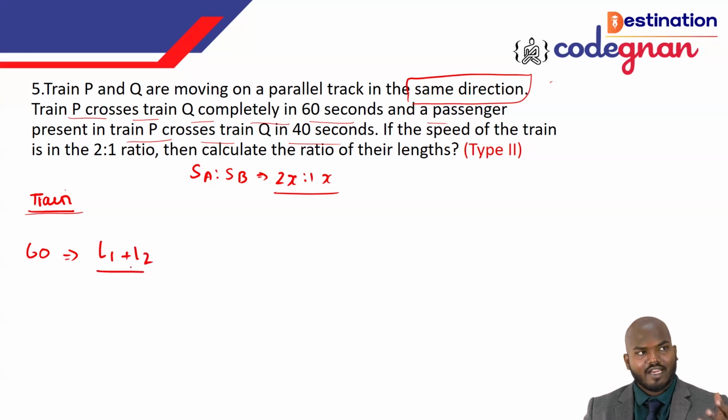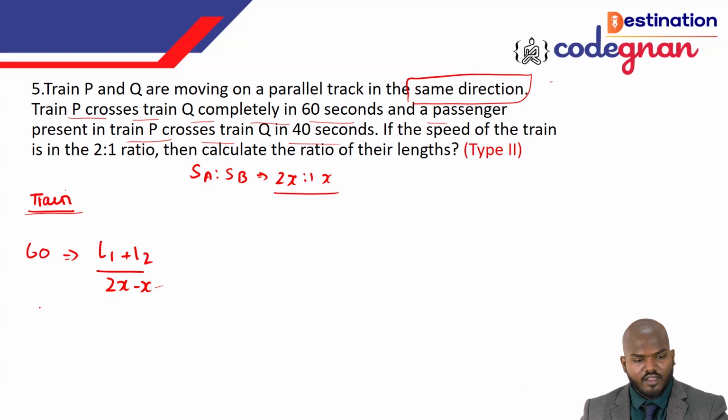So both trains go in the same direction, so that is 2x minus x. Why are you taking minus x here? Because both of them are traveling in the same direction, so you need to subtract in the speed, not in the distance. In the distance, you just count the distance only. So it will give you x.